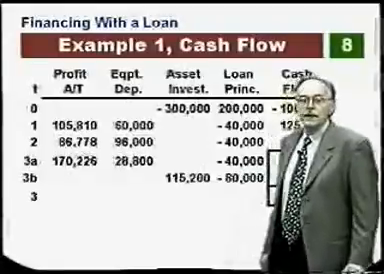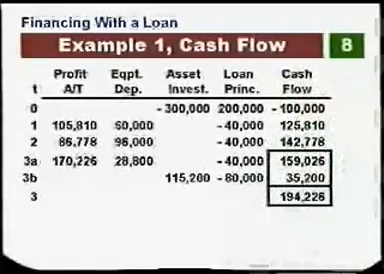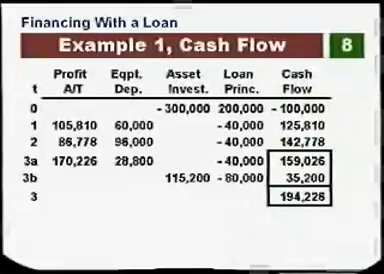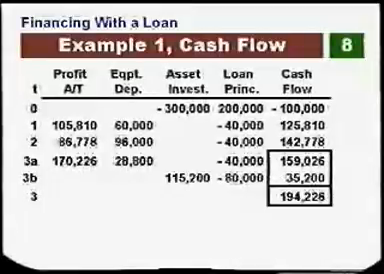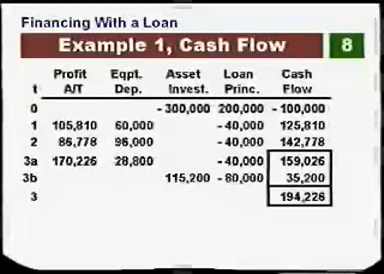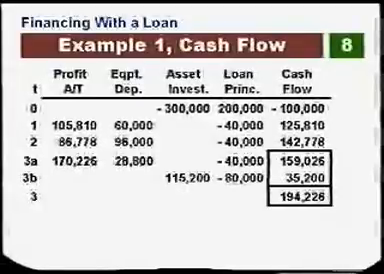And then finally, we have the loan principal cash flow. We received $200,000 at time 0, we paid back $40,000 each year in the first 3 years, and then at the end of the third year, we also paid back the $80,000 remaining loan balance. And so we have our total cash flow: minus $100,000 at time 0, plus $125,810 at time 1, plus $142,778 at time 2, and plus $194,226 at time 3.